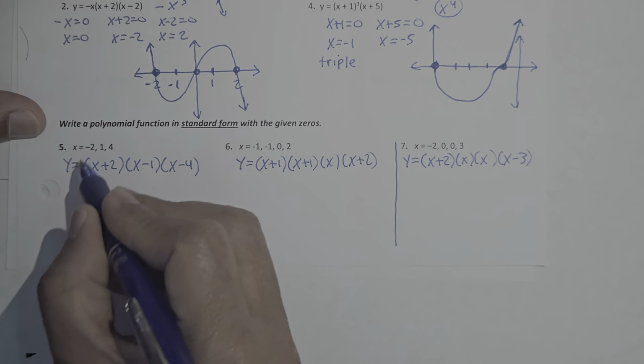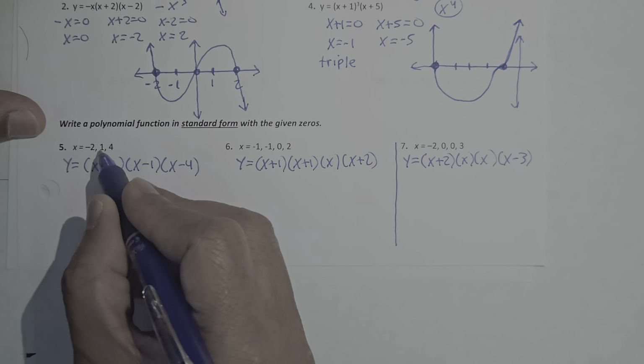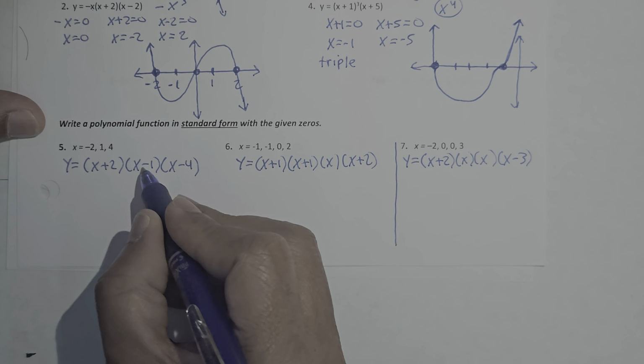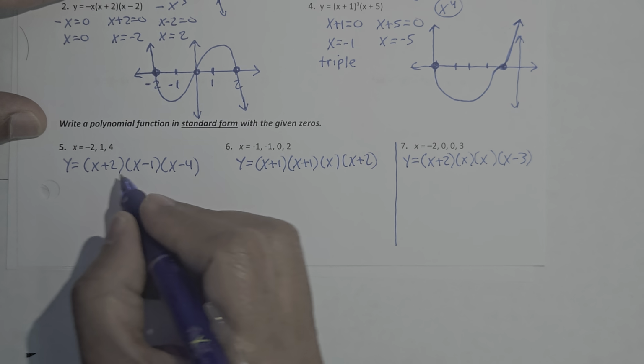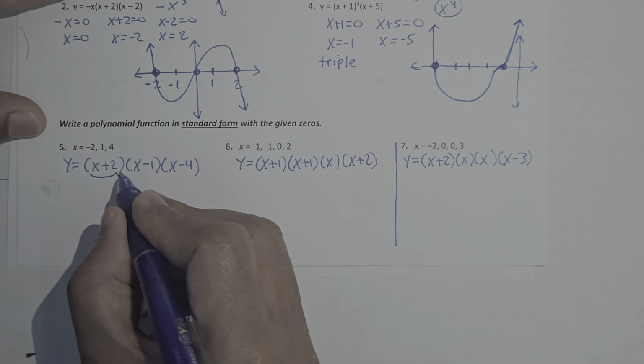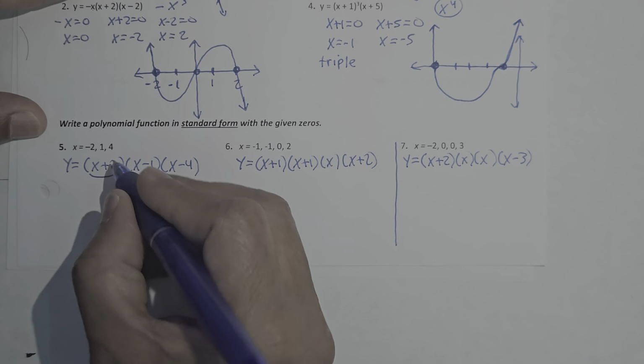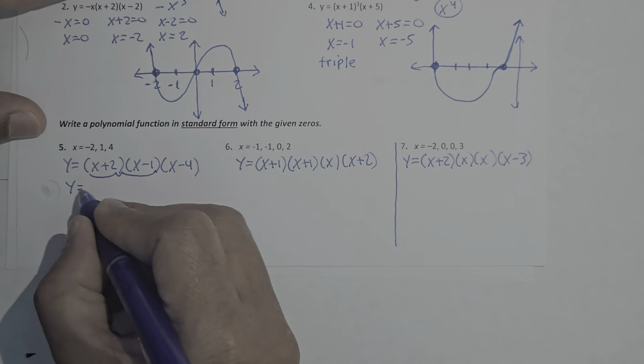Since this is x equals negative 2, then it should be plus 2 here. Since this is x equals 1, it should be minus 1 in here. And since this is 4, it should be minus 4. Okay, so I need to expand. And what I'm going to do is expand these two terms first by multiplying the terms together.